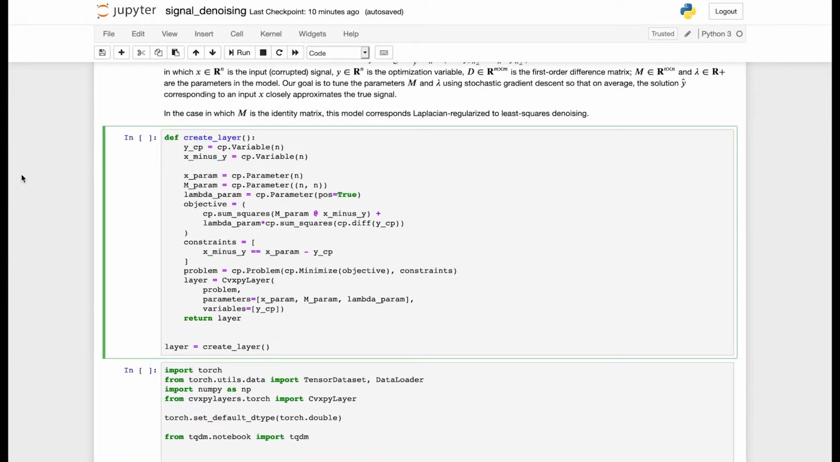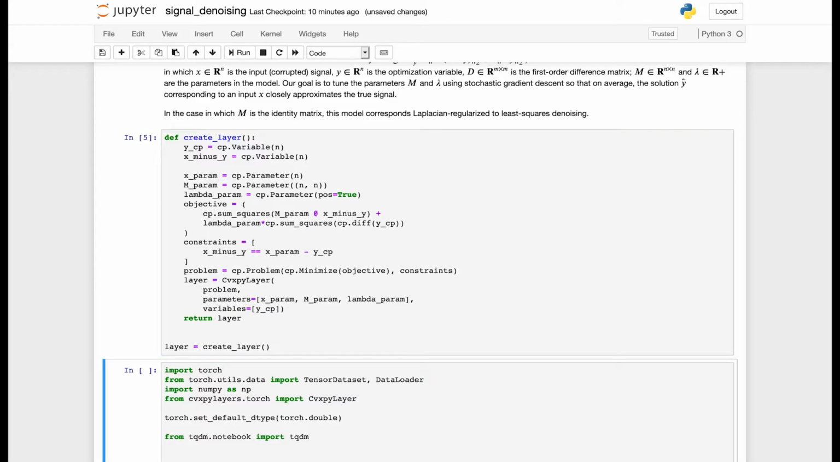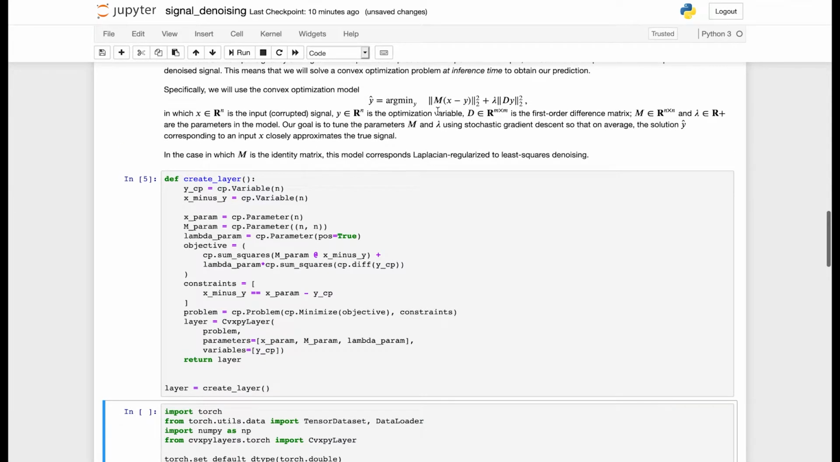This cell creates the CVXPY problem and the CVXPY layer corresponding to this optimization problem. You can see that the code pretty closely mirrors the math. You declare a variable y, which is the optimization variable that we'll optimize over. In order to make our problem DPP compliant, we introduce an auxiliary variable x minus y, which represents the difference between the input and the output. You'll see later that x minus y is constrained to be equal to the difference between the numerical input x and the variable y.